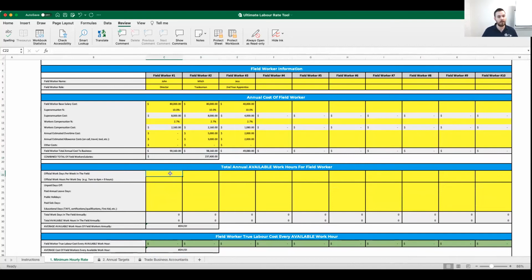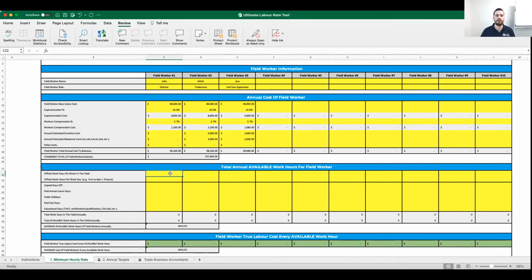And to be able to do that, we need to understand how many hours they're actually available to work. Now, this is really important to get right, because a lot of people make these assumptions incorrectly. A lot of the time people go, oh, we're 52 weeks in the year, working 5 days a week, 8-hour days, that's going to come out to 2,080 hours. That's actually not the case at all.